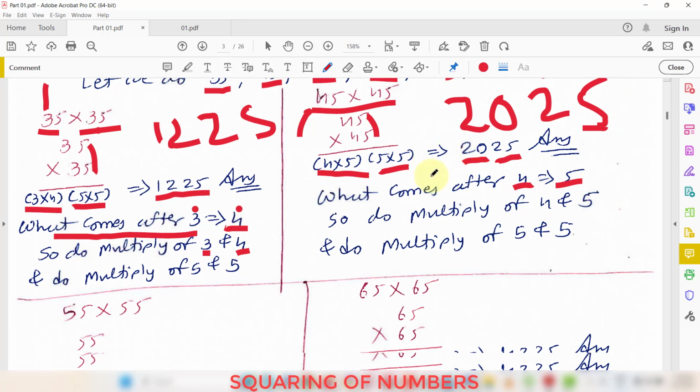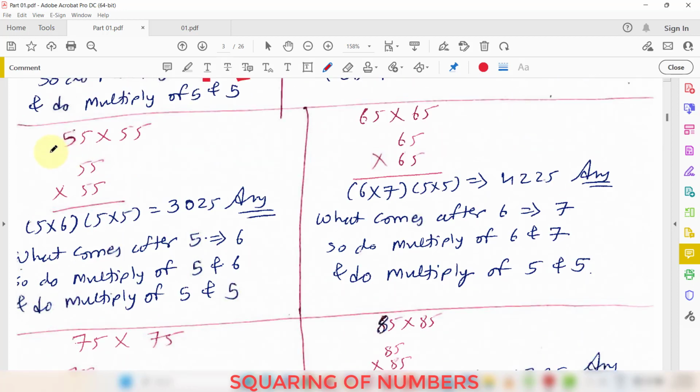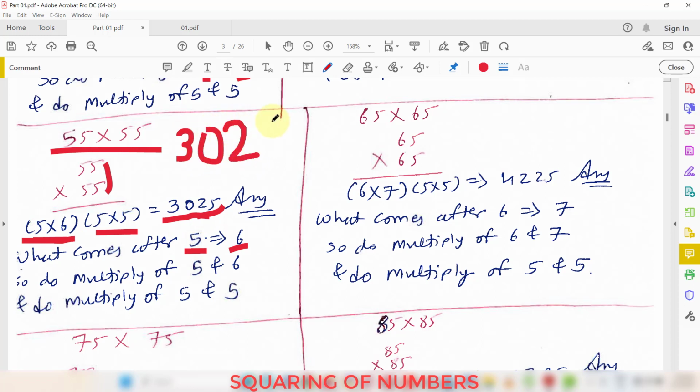Very simple, right? We will do the squaring of 55. What comes after the 5? The first question in our mind should be what comes after the 5. After the 5 comes the 6. So 5 times 6, that you do in the first step, and for the second step you multiply these two numbers, 5 multiplied by 5. So the last part should be 25, and 5 times 6 is 30. So my answer should be 3025, right?